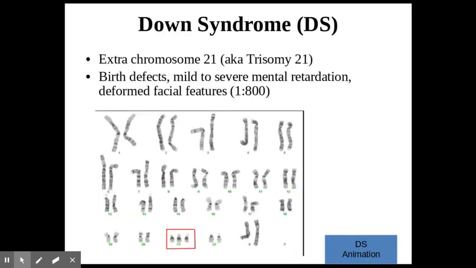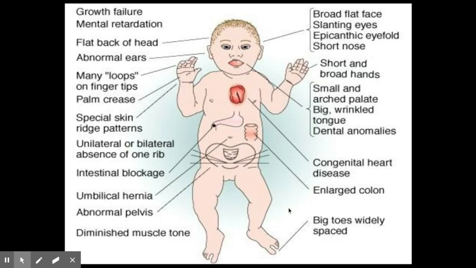Down syndrome is where you have an extra chromosome on the 21st pair. That's why it's called trisomy 21. You have birth defects, mild to severe mental retardation, and deformed facial features. So here are some different things that can happen when you have Down syndrome.